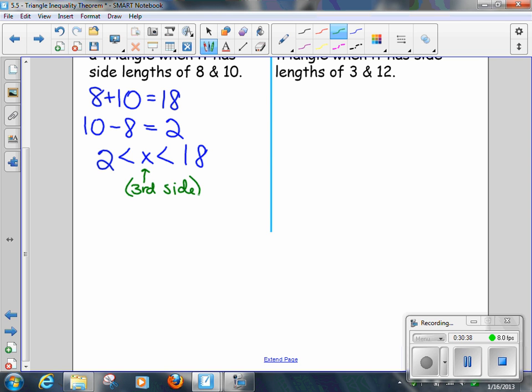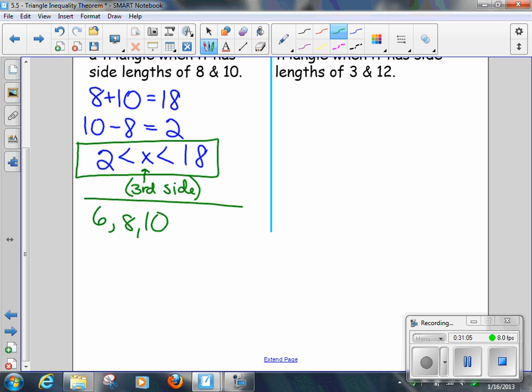That's how we want to write our answer. That means that X, which represents the third side, is greater than 2 and less than 18. Now, check it. Give me a number between 2 and 18. 6. I heard 6 first. All right, so that's 6, 8, and 10.